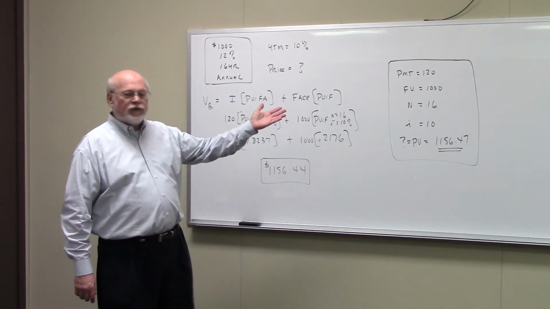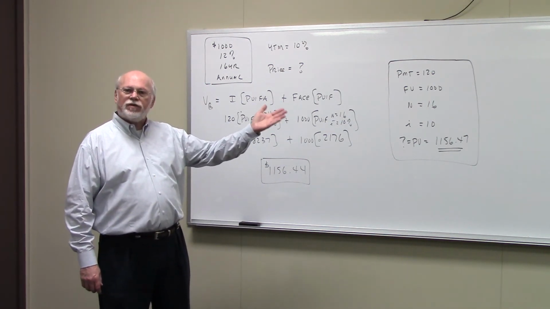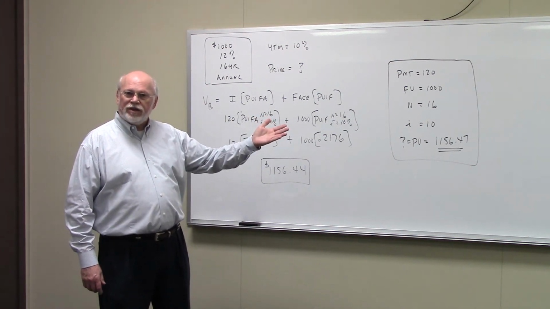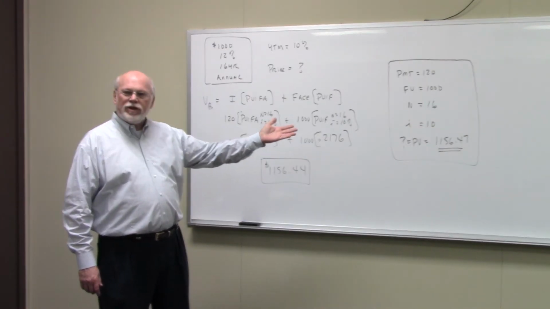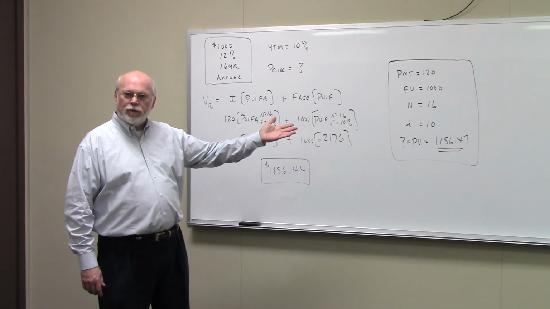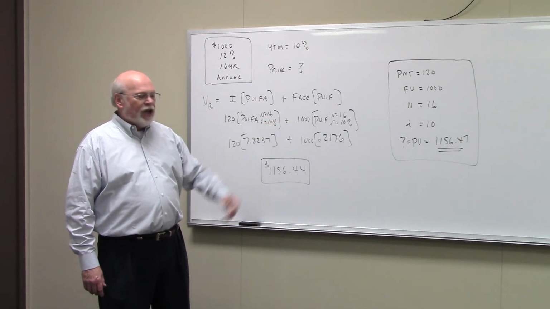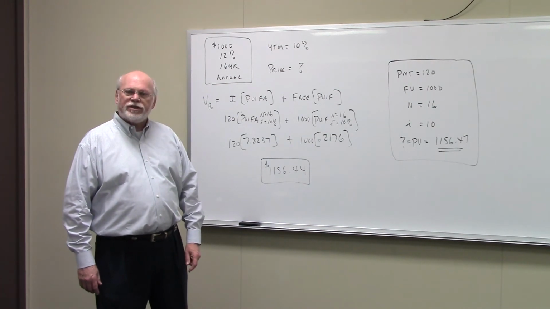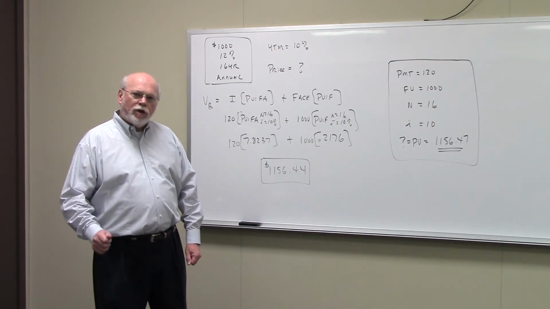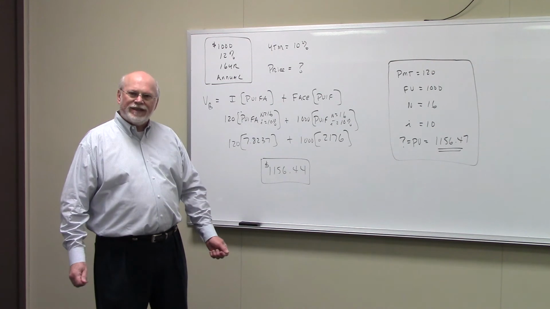You would set future value. That's the lump sum cash flow you're going to get, which is $1,000. N is equal to 16. I is equal to 10, or 10%, that's your required return or your yield on the bond. Have your calculator solve for present value and you get $1,156.47. Other than a little rounding error, exactly the same answer.